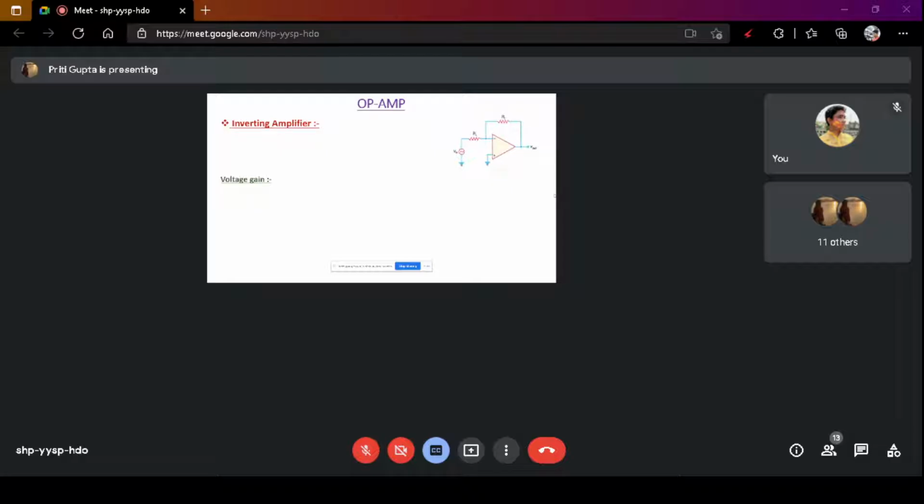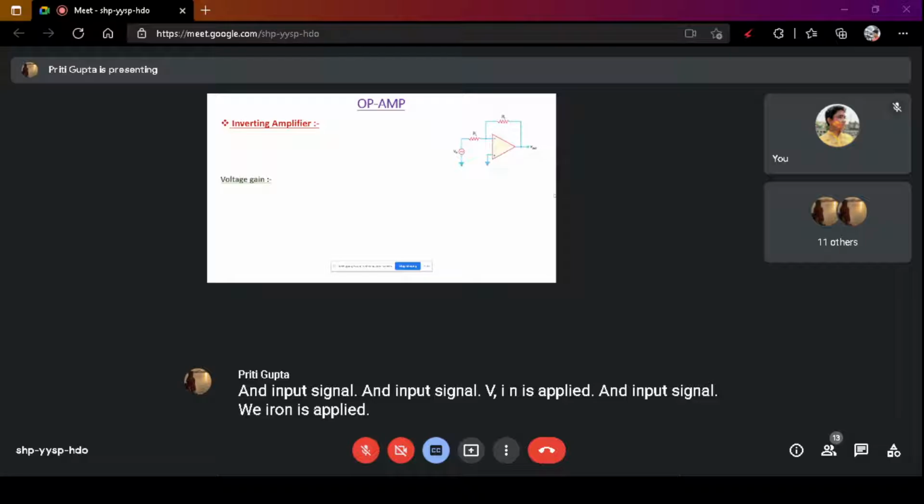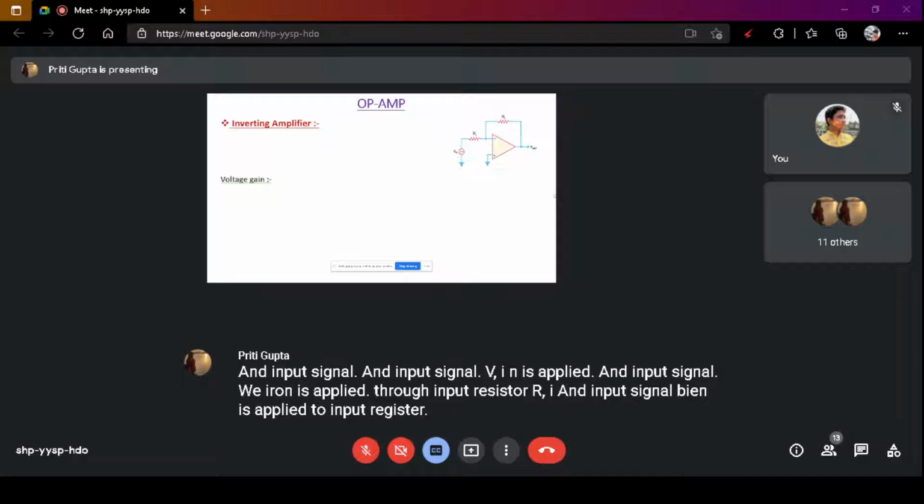An input signal Vin is applied through input resistor Ri to the non-inverting input.